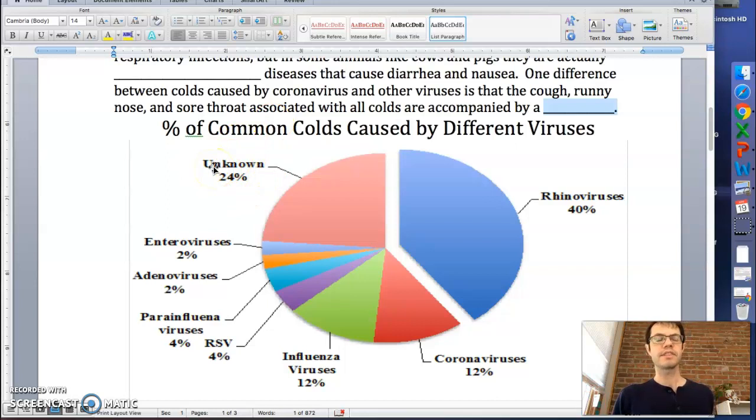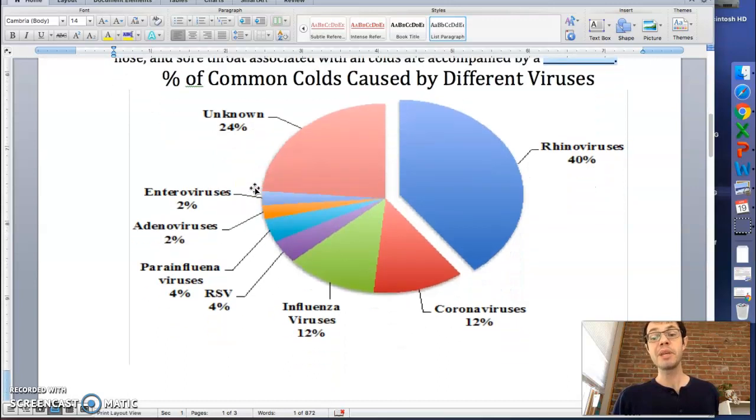So we as a society and the medical profession has always treated colds as if they were one thing. Because there's nothing they can really do. There's no cure for the common cold. And then also, they're usually not that serious. So that may be about to change.